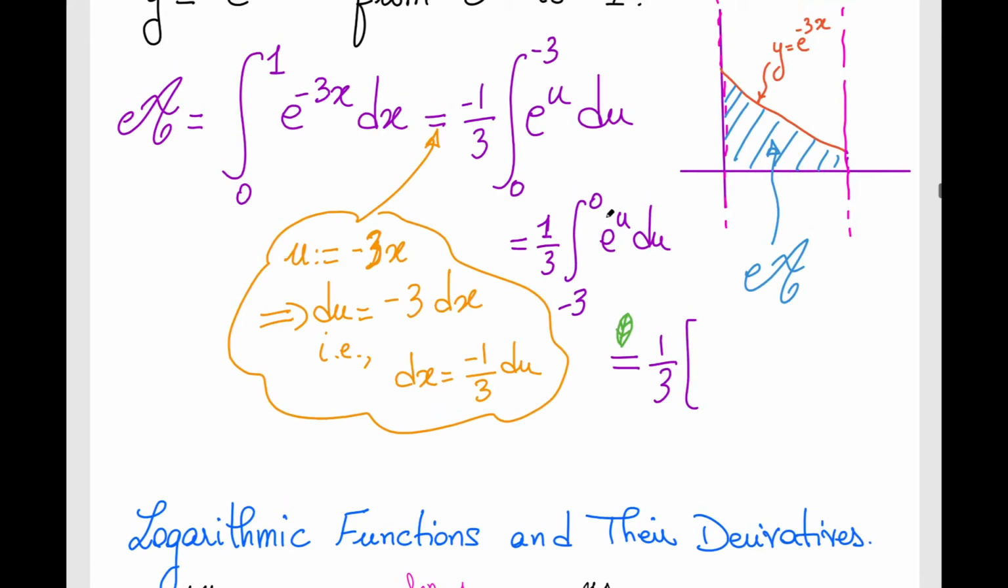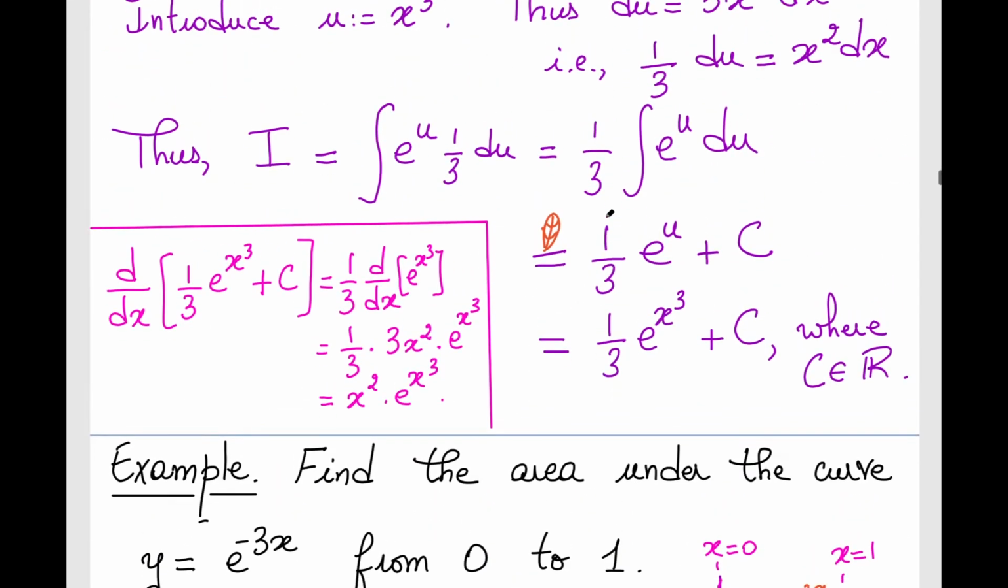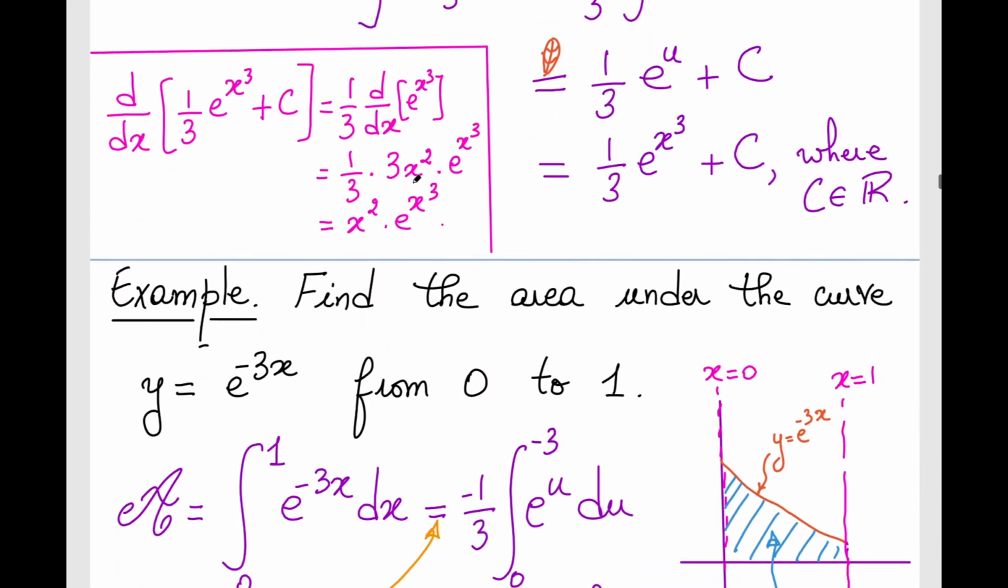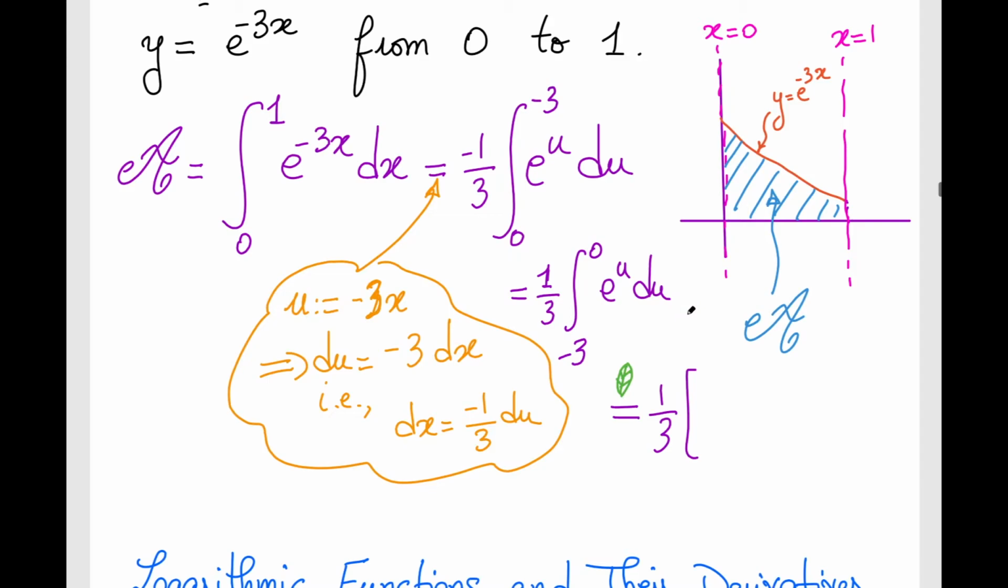So what's the primitive of e^u du by the leaf? Primitive of e bullet d bullet is e bullet, right? Plus a constant. So we get here e^u, which is u in this case. This is between 0 and minus 3 and 0. Right? And what is that? That's 1/3 times e to power 0 minus e to power minus 3.